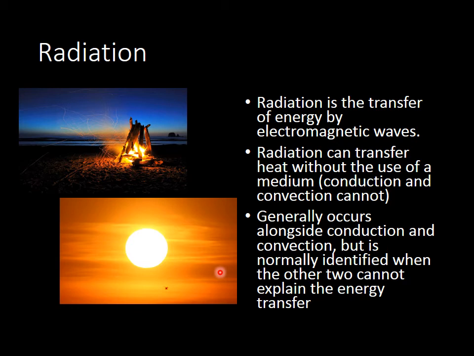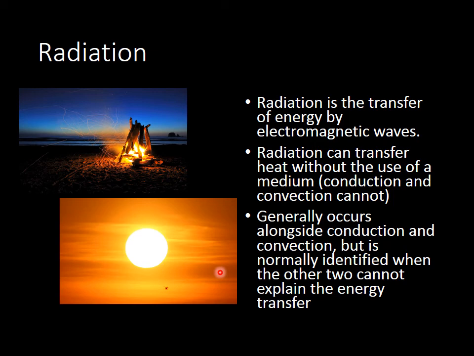Generally, we say that radiation occurs alongside conduction and convection, but we normally identify it when the other two can't explain the energy transfer. Like for a long time, people tried to explain how heat got from the sun to the earth. And the truth is that because it travels along these electromagnetic waves, it can travel through the vacuum. But for a long time, people thought that it needed a medium, and so they spent the equivalent of billions and billions of dollars trying to research a thing called the ether that really didn't exist.